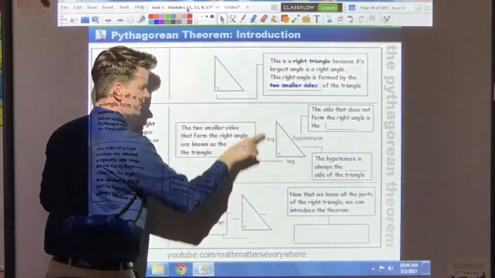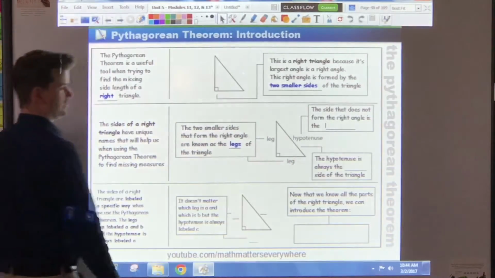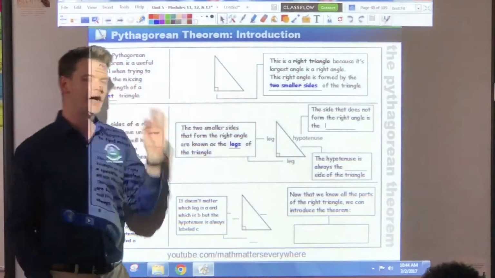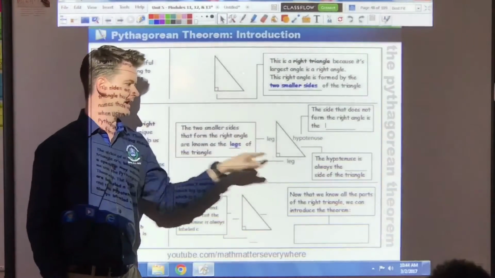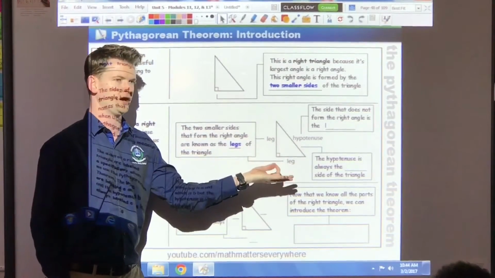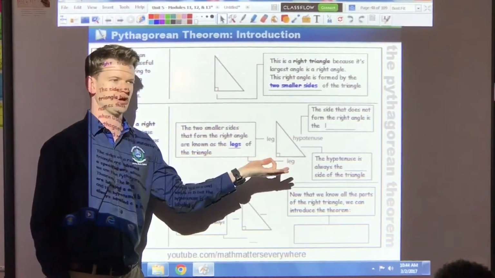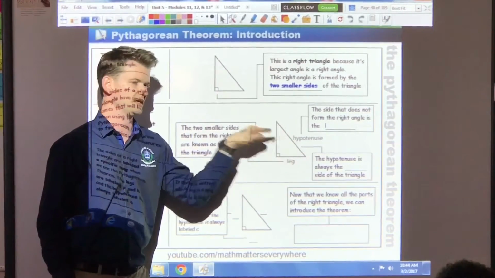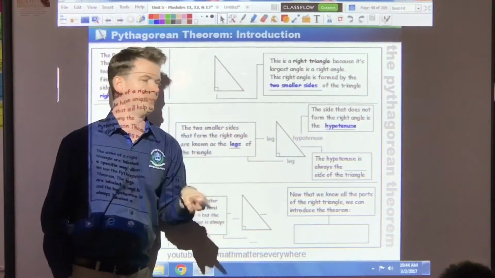The two smaller sides that form a right angle are known as the legs. So our triangle has two legs, and our legs will meet at a right angle. That is very important to remember. The legs always form the right angle. It's very important to remember when we're solving. Sometimes we'll be finding a missing leg, sometimes I'm missing this thing right here, which is known as the hypotenuse.